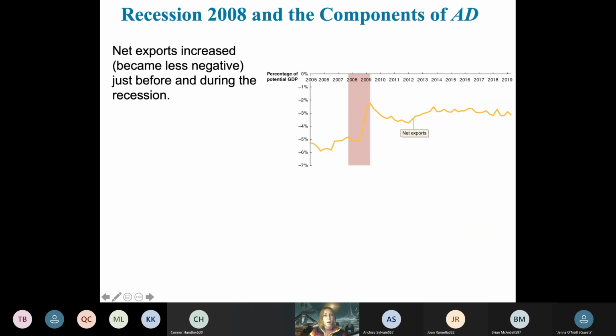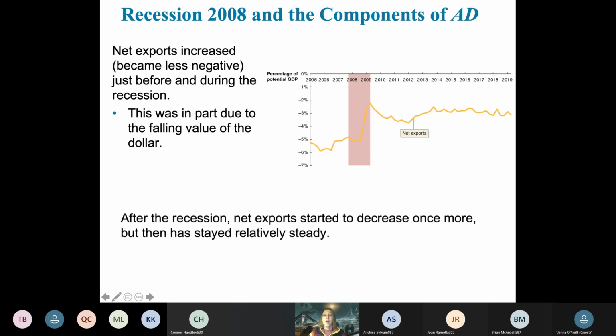So what happened to other components of GDP or aggregate demand during the financial crisis? Net exports: our exports increased, actually. Net exports are usually negative, they became less negative. So exports increased. Why? Because of the dollar value. The dollar value dropped a bit, and U.S. products became more attractive to foreigners.